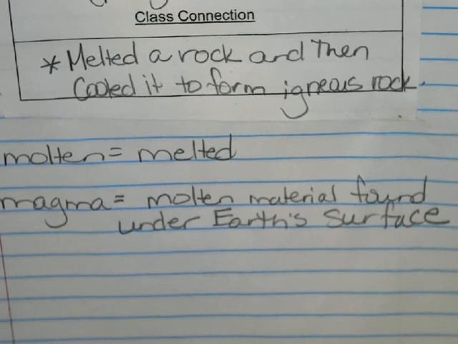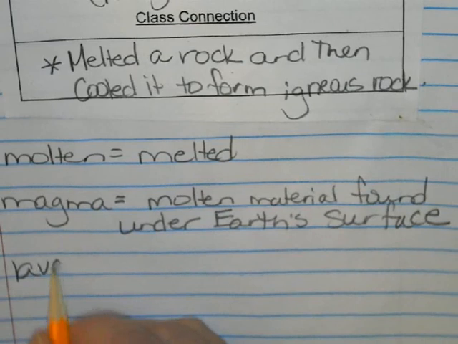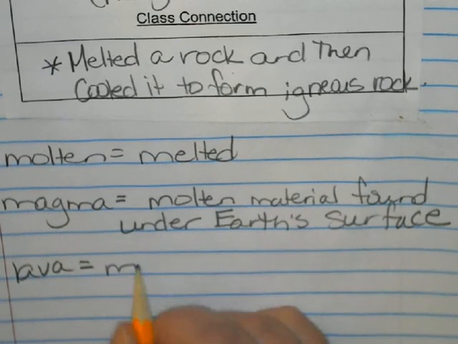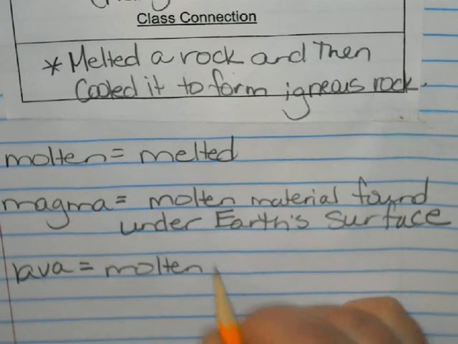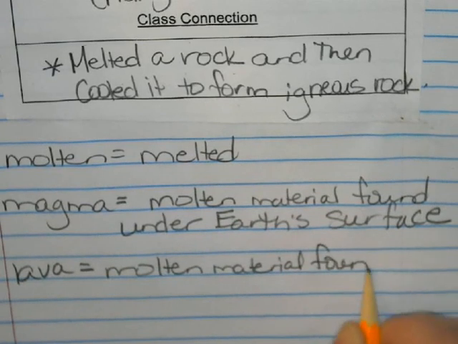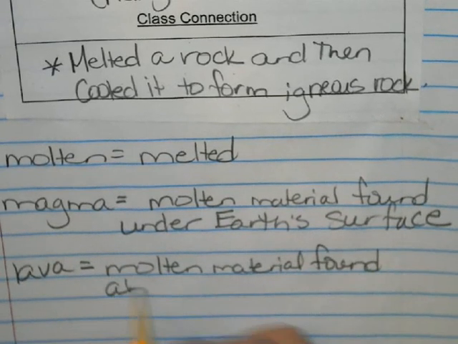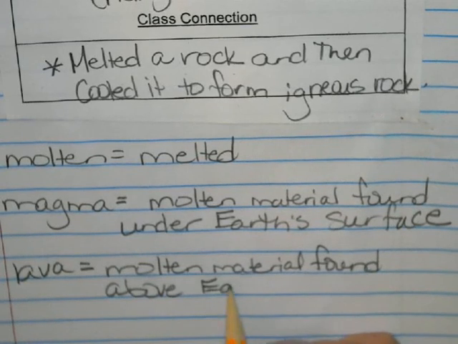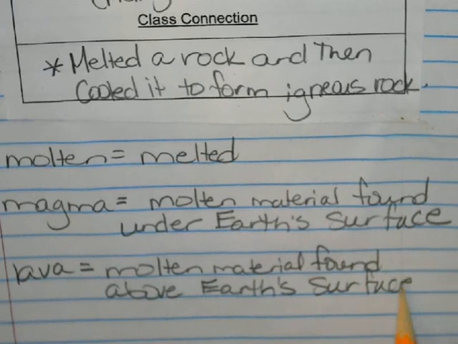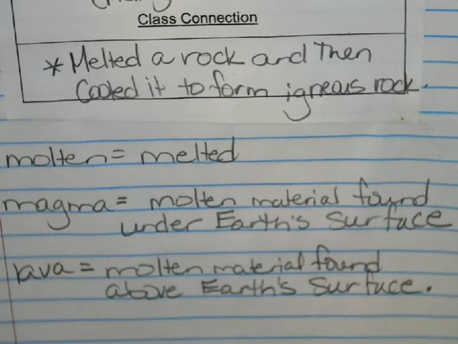Lava, on the other hand, is molten material found above Earth's surface. This is more the stuff we're used to seeing. When lava comes out of the volcano and runs down the side of that mountain, that is lava. When it's underneath the ground and we can't see it yet, it is magma.